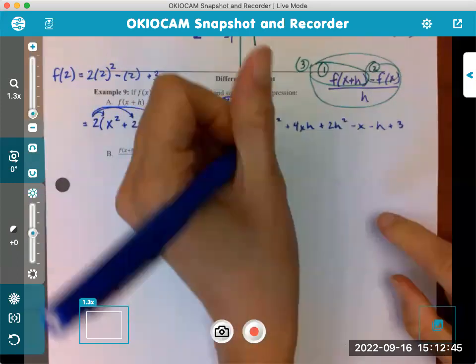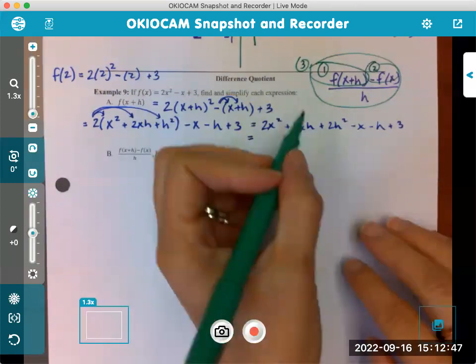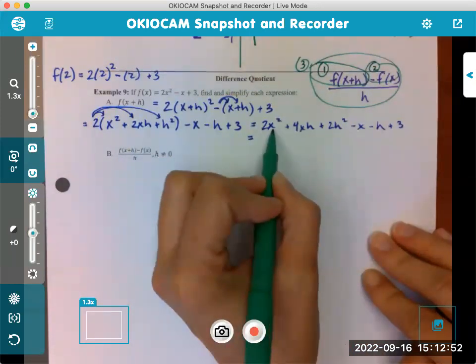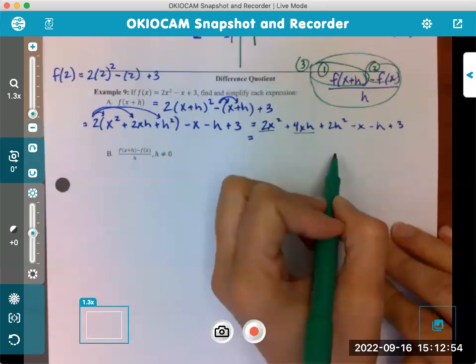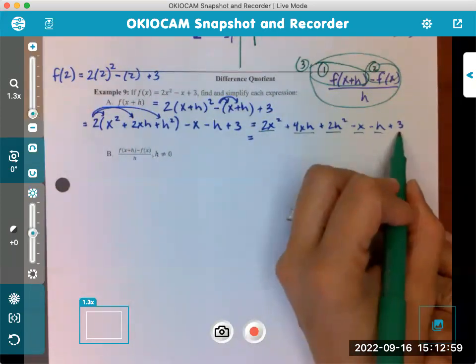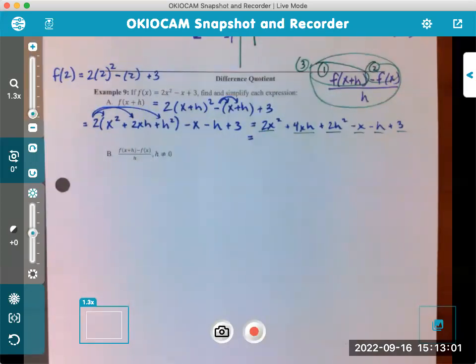And now we want to combine any like terms. So we don't have any like terms, because here's an x squared, here's an xh term, here's an h squared term, an x term, an h term, and a 3 term. So no like terms here, so we are just done. But again, just practicing that crazy wonky x plus h, or f of x plus h. Don't let it fool you. Okay, you can do it. You're so smart.